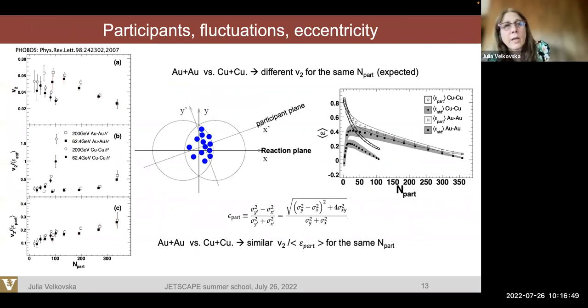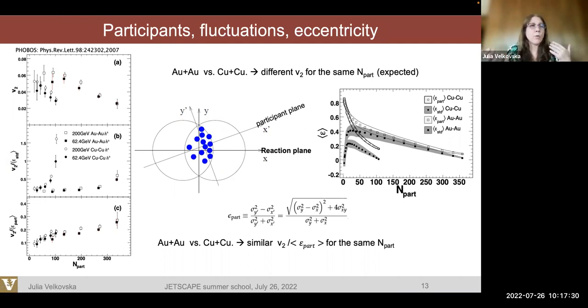As I mentioned, every time we collided a new species, we learned something new. So here's an example when we collided copper-copper and then compared to gold-gold. We measured elliptic flow in both systems. We compared the two systems for the same number of participants. We expected that we would see a difference because in the smaller nucleus, for the same number of participants, you have a more spherical shape. Yes, indeed, the flow measured in copper-copper was lower than that in gold-gold.